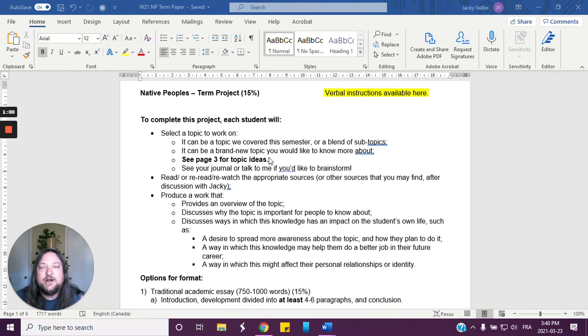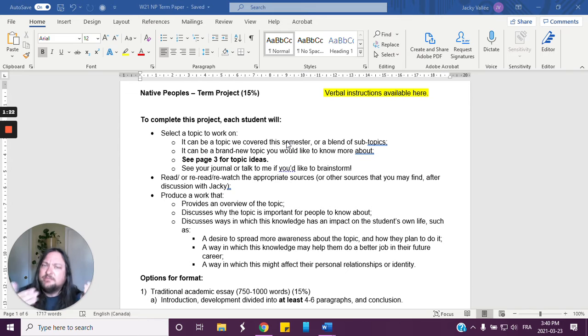So the idea behind the project is that each of you gets to pick a topic that you'd like to work on, and I'm very flexible in terms of what that topic is. I really want it to be driven by your interests. So it can be something that we covered this semester already, or that we're going to in the next few weeks, or a blend of those.